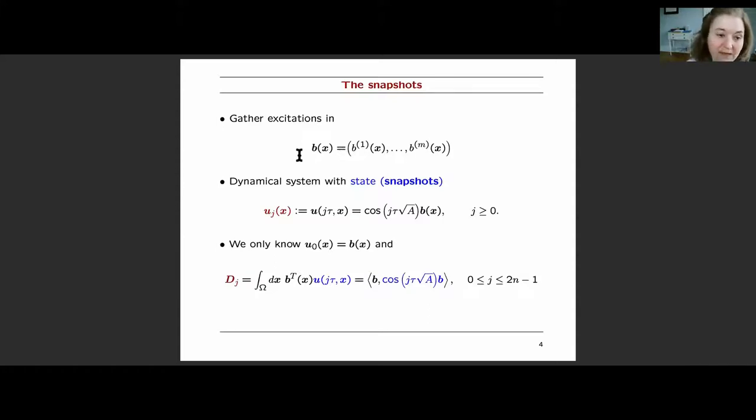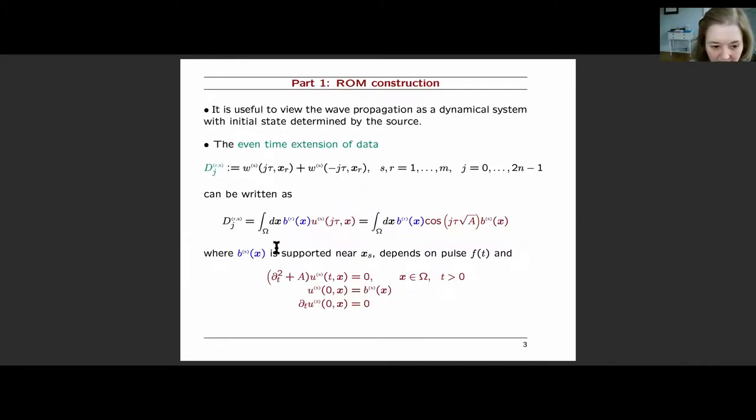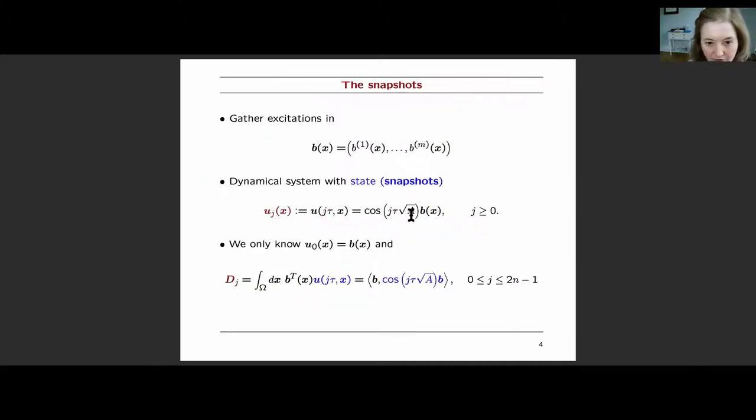Okay, so now what is the dynamical system? The dynamical system is the system with state, which are called in this business the snapshots, which are the solutions of the initial value problem that I just showed, evaluated at discrete times separated by the step tau. And here I just wrote again these solutions by using the operator calculus. The solution of this equation is given by the cosine of J tau square root of A acting on B. Important to know is that we don't know these snapshots, of course. We only know the initial snapshot, which can be computed because the medium is known near the sensors.